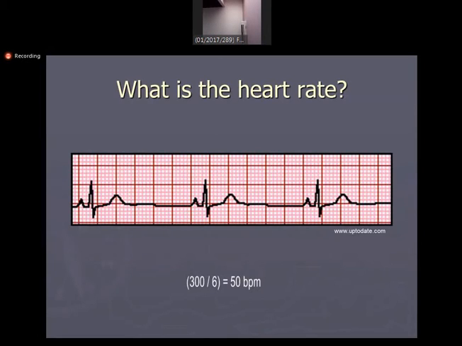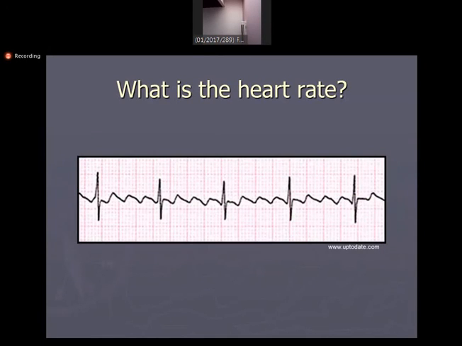Here is again an ECG strip, and again the large boxes are 15, and the QRS complexes are 1, 2, 3, 4, 5. So how much is the rate? 75 beats per minute.